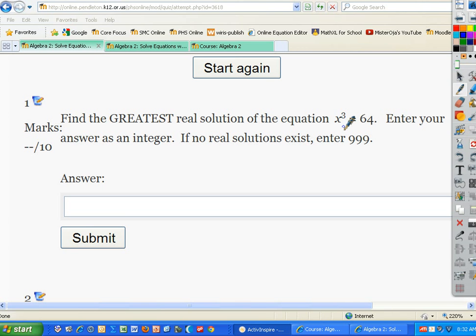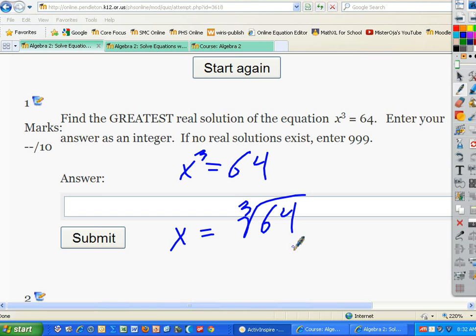So if I've got x cubed equals 64, then x just equals the cube root of 64, which is the same thing, if I'd rather write it this way, as 64 to the 1/3. What is that number? 4. And there is no plus or minus there because 3 is odd. Okay? So there's one.